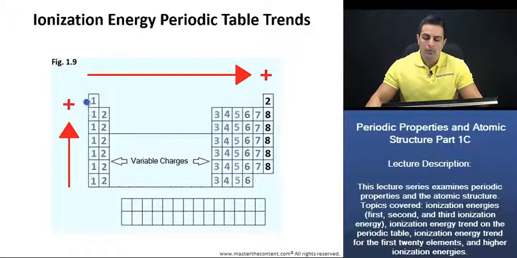Thus, as we move down a group, the valence electrons are going to have a smaller effective nuclear charge. Thus, these electrons are going to be easier to remove. They're not going to require as much energy. Thus, they have a lower ionization energy. Now, as we move up a group, those valence electrons are going to be closer to the nucleus, and they're going to require more energy, thus a higher ionization energy, to remove them from the atom.